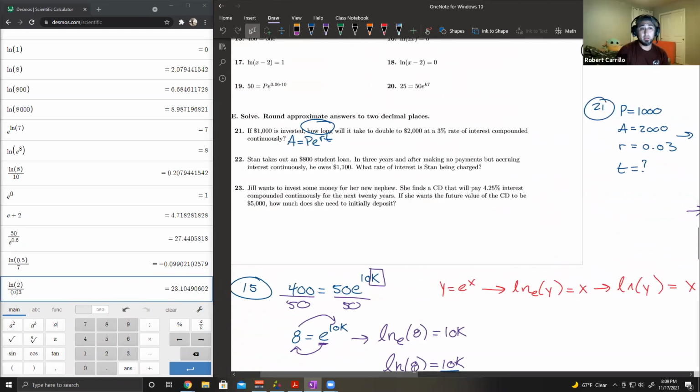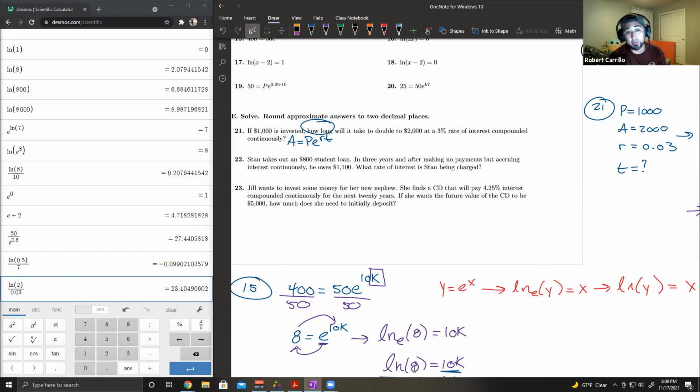22. Stan takes out an $800 student loan. In 3 years, after making no payments, but accruing interest continuously, he owes $1,100. What rate of interest is Stan being charged? So again, here we are accruing interest continuously. So again, we will use our best friend, PERT. But this time we are looking for the rate. So we are going to be solving for R.